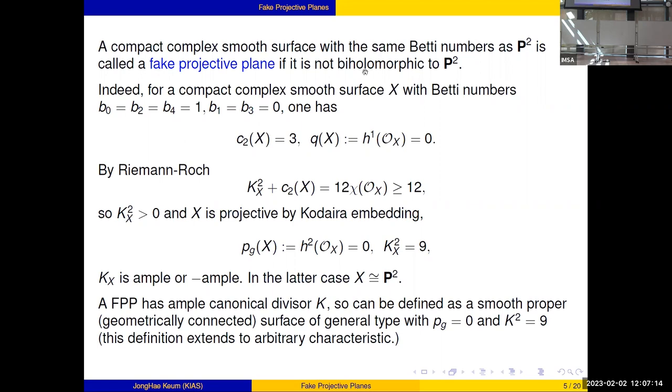So X is projective. The geometric genus pg could be zero, and also K squared could be nonzero. Here the second Betti number is equal to one, so the Picard number should be one. So the canonical class is ample or anti-ample. In the latter case, the surface must be isomorphic to P2. The first case we call a fake projective plane.